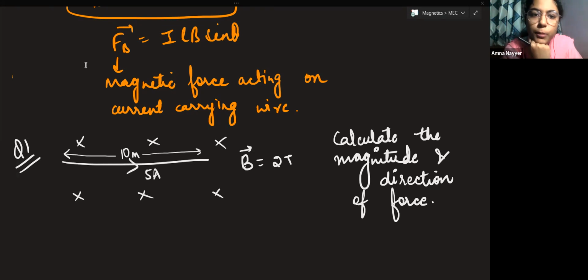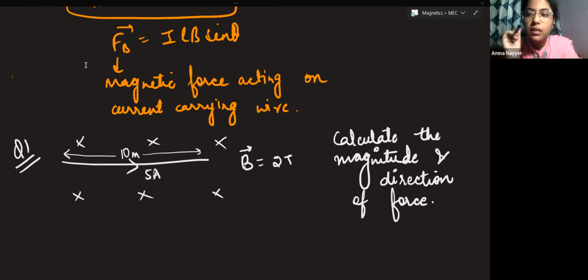So what's the answer you people are getting? The calculation portion is very simple in this question. Magnetic field is given as 2 Tesla, current flowing is 5 amperes, 10 meter is the length. L is given, I is given, B is given. Cross means what? Inwards or outwards?